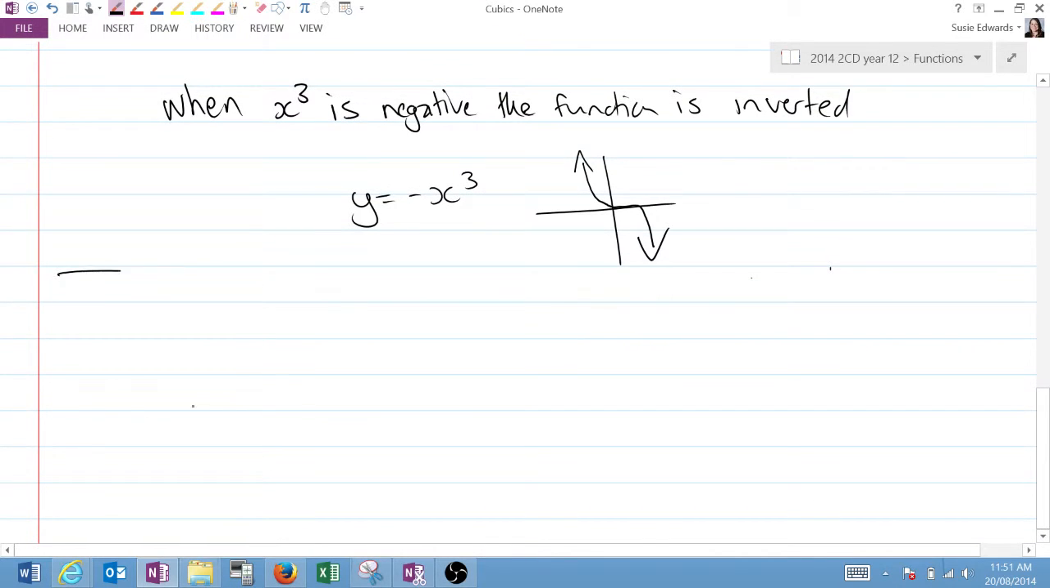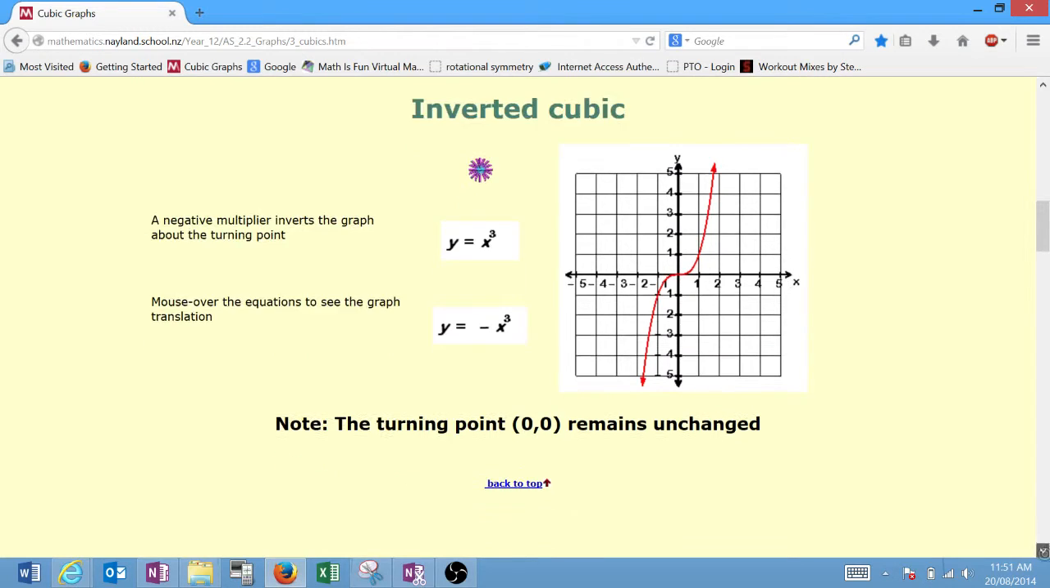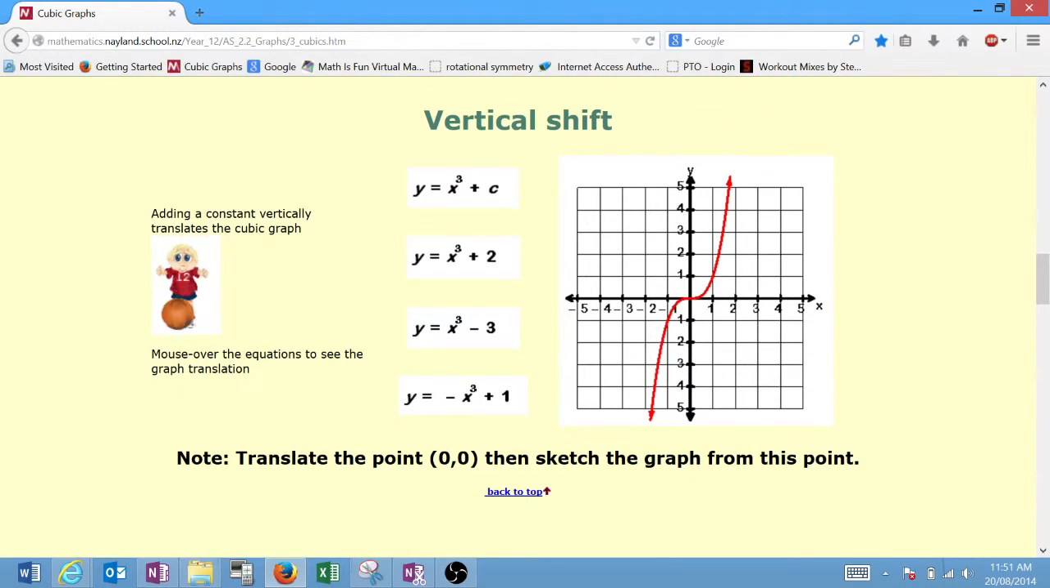Alright, next bit. What do you think happens when we add or subtract a number from the x cubed? So when I add a number, for example, x cubed plus 2, what's going to happen to x cubed when it goes to x cubed plus 2? Jack, what's going to happen? Okay, what else could happen? Rory, what could happen when I change it to x cubed plus 2? Lockie, what's going to happen? It might. Jared, what's going to happen? It's going to go up. Any other ideas? Yeah.